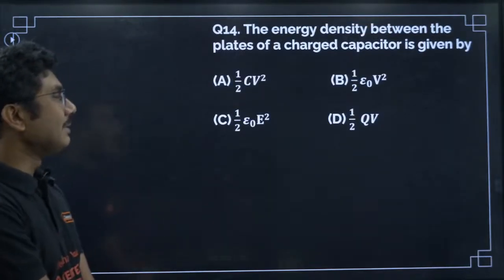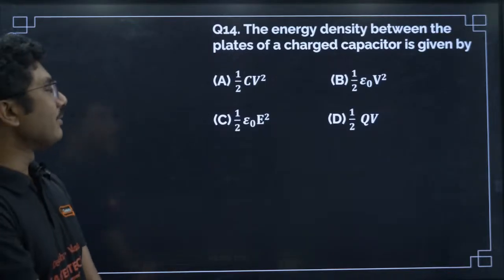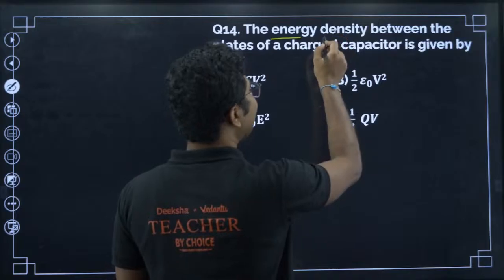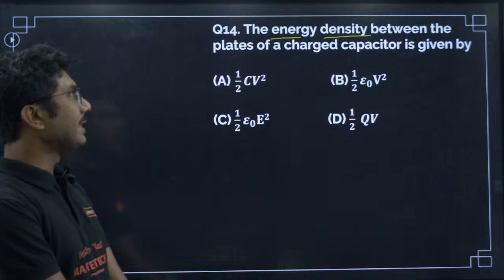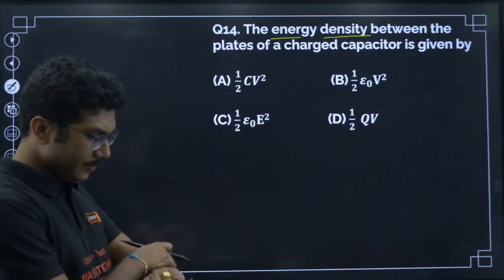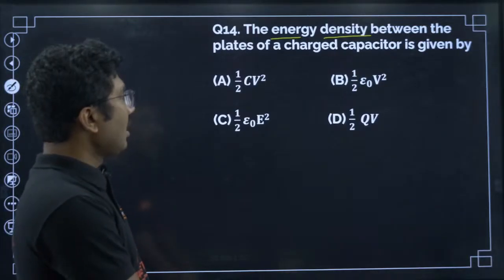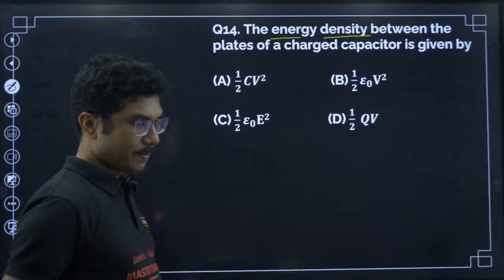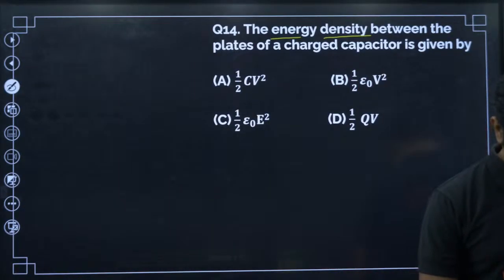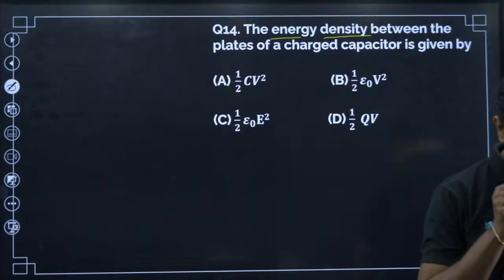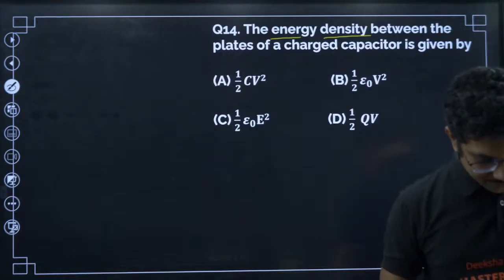The energy density between the plates of a charged capacitor is given by. So it is energy density, not the energy stored. Be careful. Energy density between the plates of a charged capacitor is given by: half CV square, half epsilon naught E square, half epsilon naught V square, half QV. Nagraj saying option A, Rohit option A, Meghna, KSET Warrior is saying option A, Mohan Kumar option A, option A, option A.